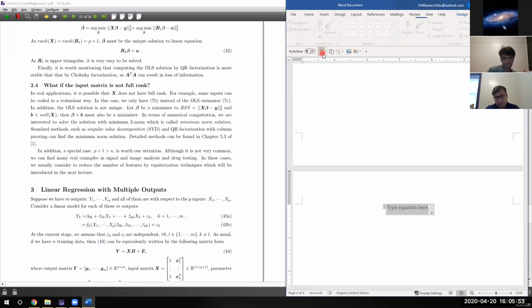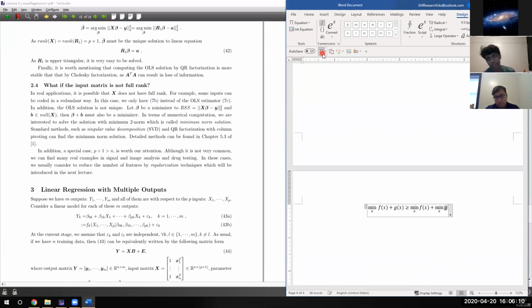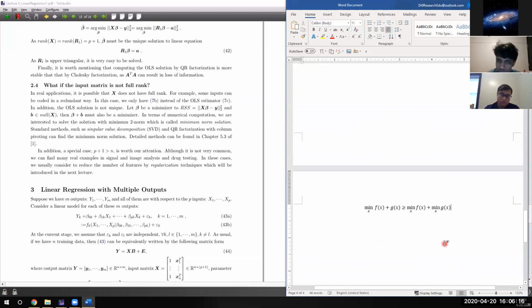I'm talking about the minimum over x of, let's say, f(x) plus g(x). This must be greater than or equal to the minimum of f(x) plus the minimum of g(x). Why? It doesn't matter what x is, you can even give it a region. Who cares? X is whatever region. It doesn't matter whether it is convex or not, or how f looks like. It doesn't matter.